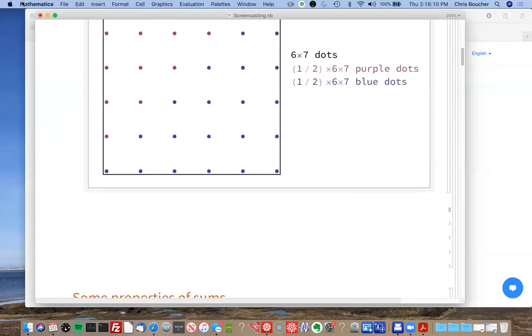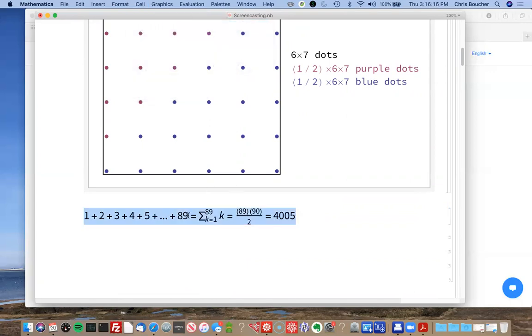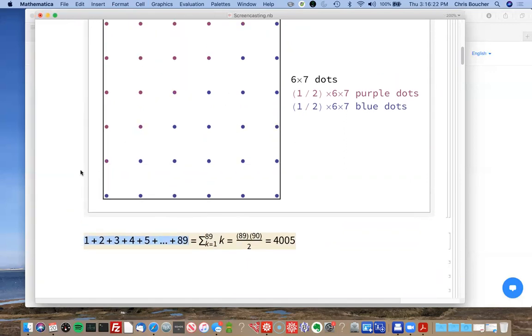The importance of this is I can use it to compute the sum 1 plus 2 plus 3 plus 4 plus 5 up to any number. Up here, we're talking about up to 6. But if we made this rectangle huge, the reasoning would still be the same. The total number of blue dots is 1/2 of the total number of dots in the picture, and the number of dots in the picture is rows times columns. Well, the number of columns is just whatever you're adding up to, in my case here, 89, and the number of rows is 1 more than that. So that's where this formula, 89 times 90 over 2, comes from.